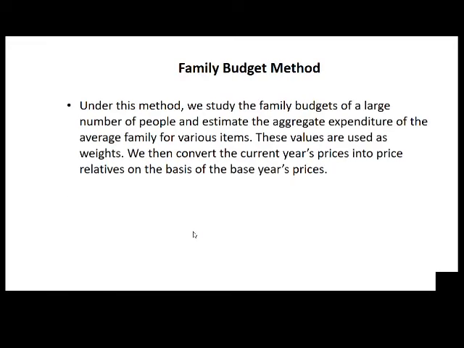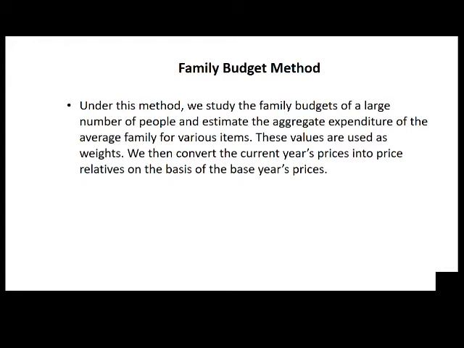So next is the family budget method. In the consumer price index, another method is the family budget method. Under this method, we study the family budgets of a large number of people and estimate the aggregate expenditure of the average family for various items. These values are used as weights.